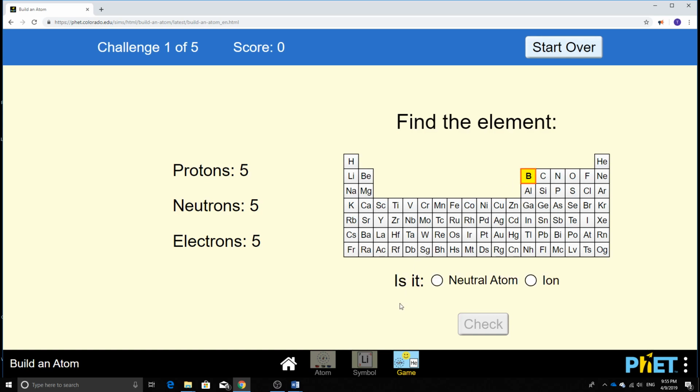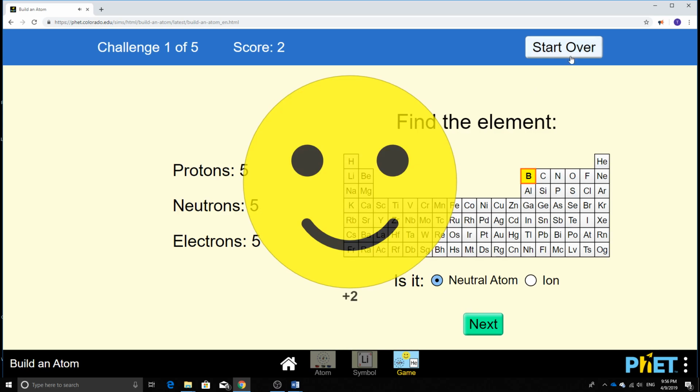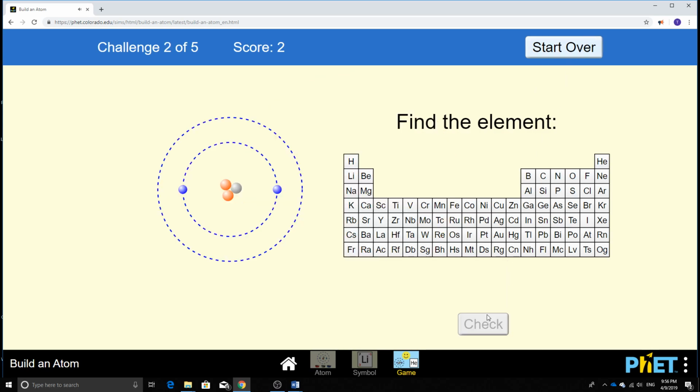Now, it asks the second question. Is it neutral or is it an ion? Well, how would I answer this? Remember, it's asking what is the net charge really? Is there a charge? And how do I know if it's charged? Well, I compare my proton number to my electron number. My proton number is a 5, my electron number is a 5. In other words, I've got 5 positive particles and I've got 5 negative particles. So they cancel each other out and I end up with a neutral atom. So I'm going to click on neutral and go click and I get a happy face. Now I can move on and keep going.